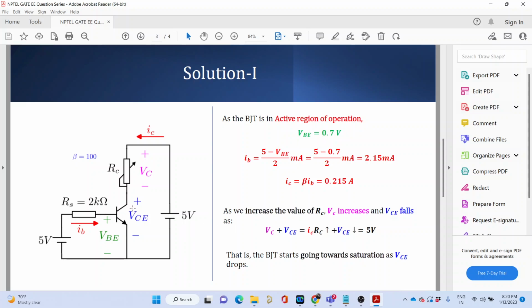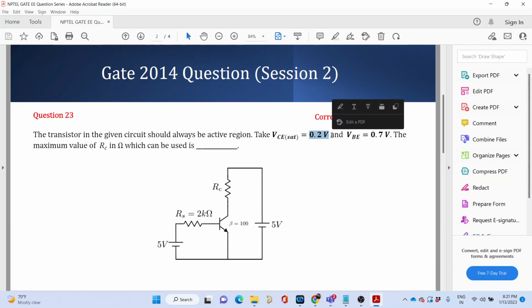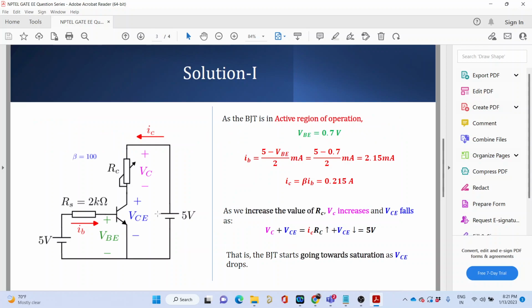That means the voltage across this collector to emitter terminal is decreasing, and it keeps on decreasing and goes to a particular value which is given in your question as 0.2 volts. Okay, it is a saturation value. That means after it reaches this value, the voltage across this becomes constant, that is 0.2.